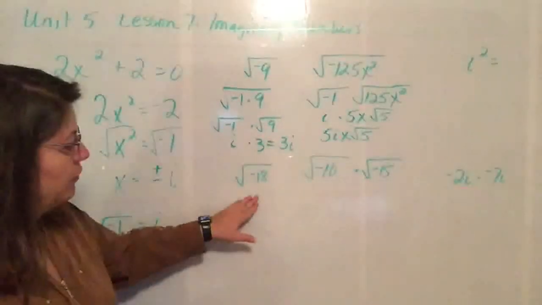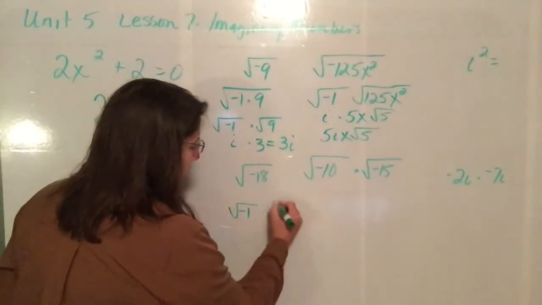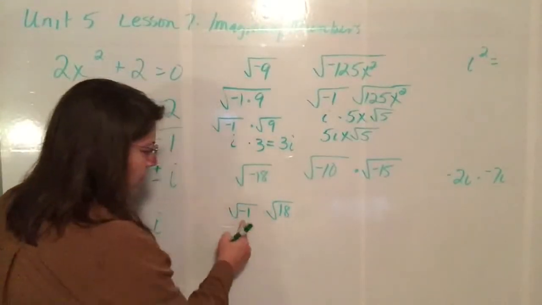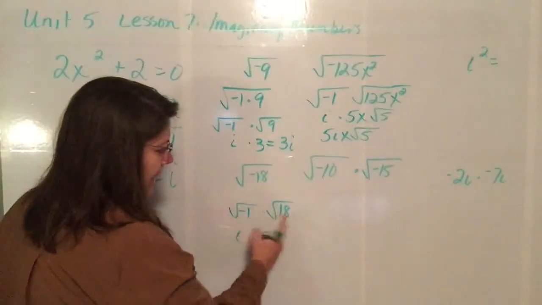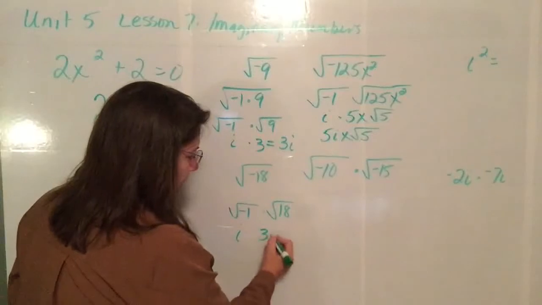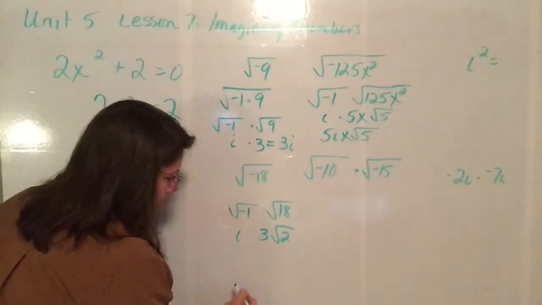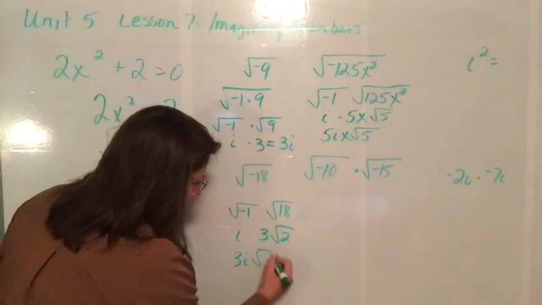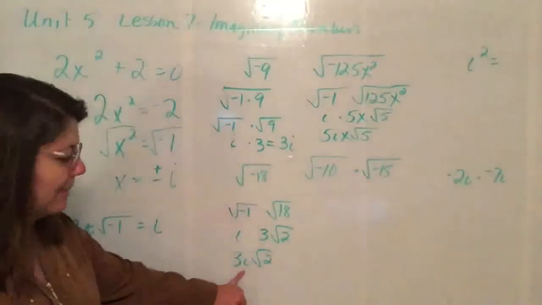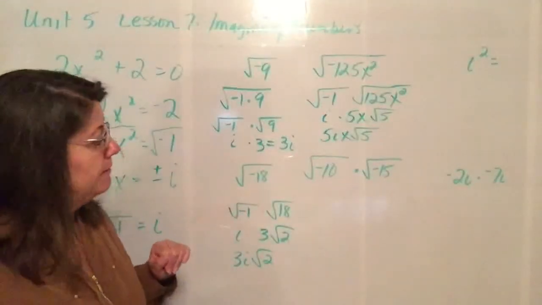For this one, the square root of -18, that's the same thing as the square root of -1 times the square root of 18. Square root of -1 is i. 18 is 2 times 9. 9 is a square number. That would be 3 times the square root of 2. And so if I multiply those together, that's 3i square root of 2. So with that i being in there, that tells me we started with a negative root.